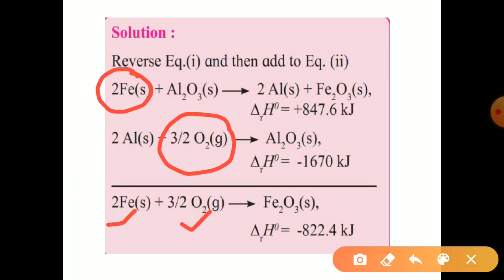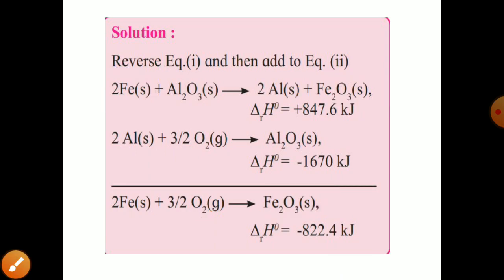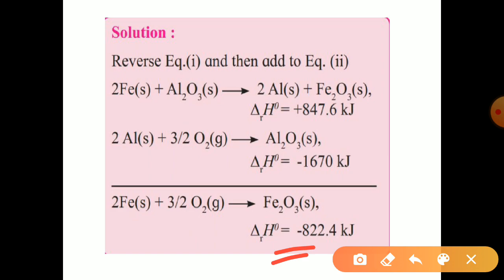These are written. And now what else is left? That is Fe2O3 on the right hand side. It is written, and when both values are added, we get minus 822 kilojoule. This is the standard enthalpy of this reaction.